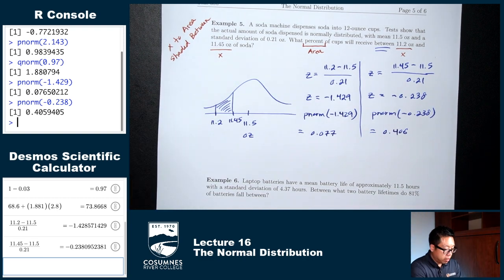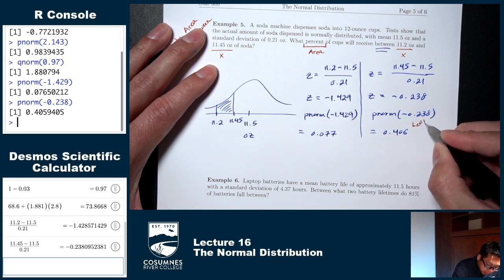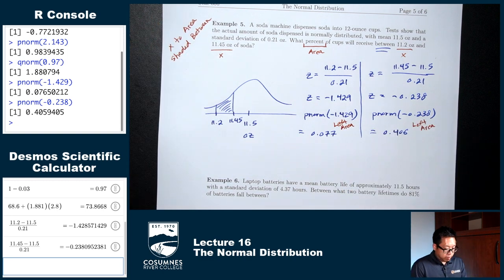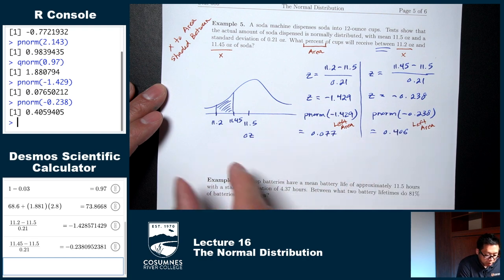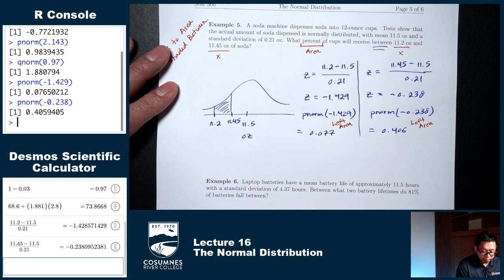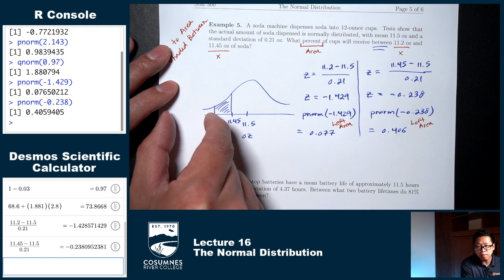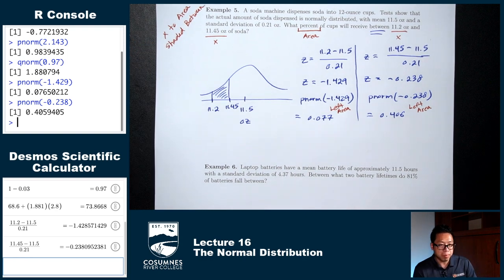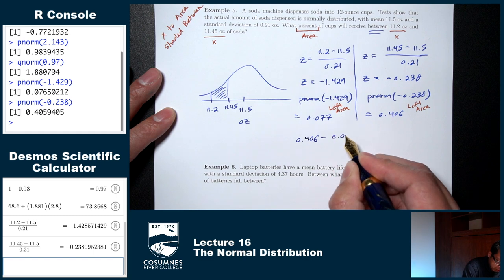Remember, the way p-norm works is you feed it a z and it spits out left area. So both of these are left areas. So 0.077 is the area to the left of this 11.2. 0.406 is the area to the left of this 11.45. We want the area between. So how do we find the area between? Take the area to the left of this 11.45, subtract the area to the left of 11.2. So take the two left areas and subtract, and that will get you the area between. Take the bigger one first, so 0.406 minus 0.077.